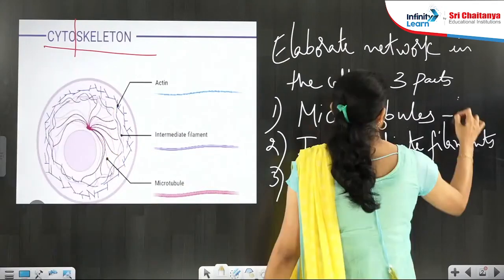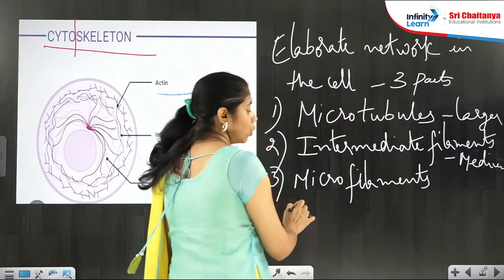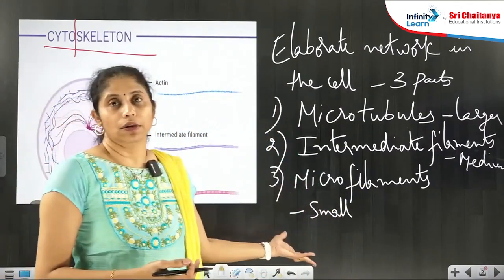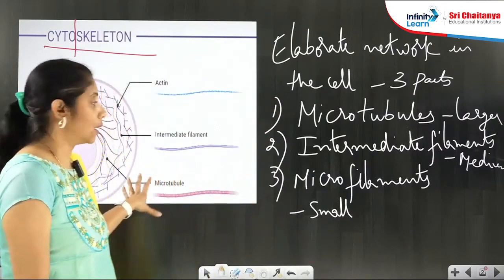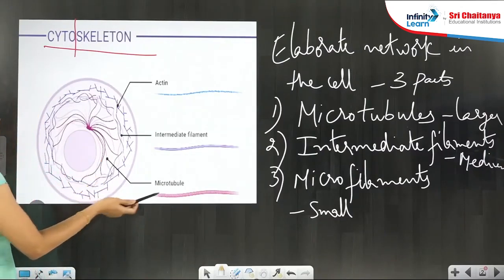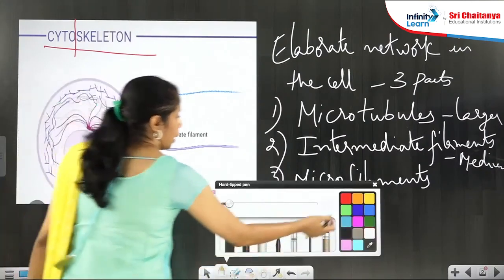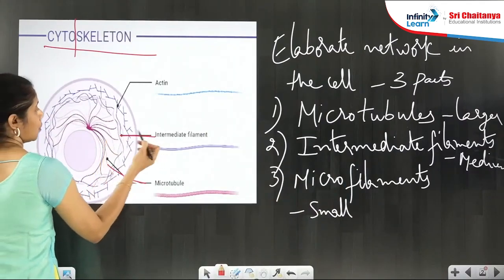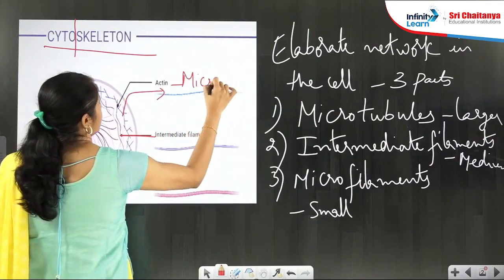Microtubules are the largest in their diameter. Intermediate filaments are medium sized, whereas microfilaments are smaller in size. So these 3 together form the cytoskeleton present inside the cell. You can see here the microtubules in the purple ones. The pink ones exactly in the middle are the intermediate filaments, and the outer ones are the microfilaments. This actin is nothing but microfilaments.